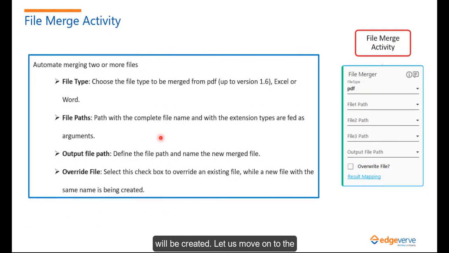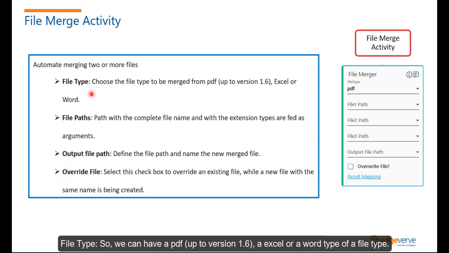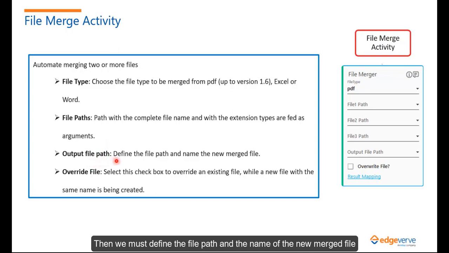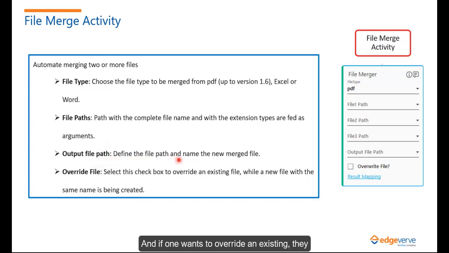Let's move on to the file merge activity. Automates merging two or more files using the file merge. File merge will basically have file type, file path, output file path, override file options. File type. So we can have a PDF, an Excel or a Word type of file type, followed by file paths. Of course, you have the file name followed by the extension, can be taken as arguments. Then we have to define the file path and the name of the new merged file. And if one wants to override an existing file, they can click on the override file checkbox.